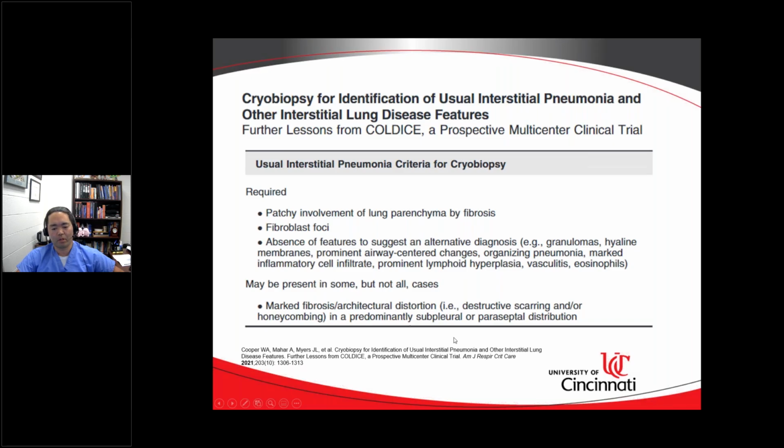So they actually do an alternative criteria for cryobiopsy, which they say may or may not have the pleural component. But if you have patchy involvement, fibroblast foci, and absence of features to suggest an alternative diagnosis, you might actually say with confidence that you have the diagnosis.